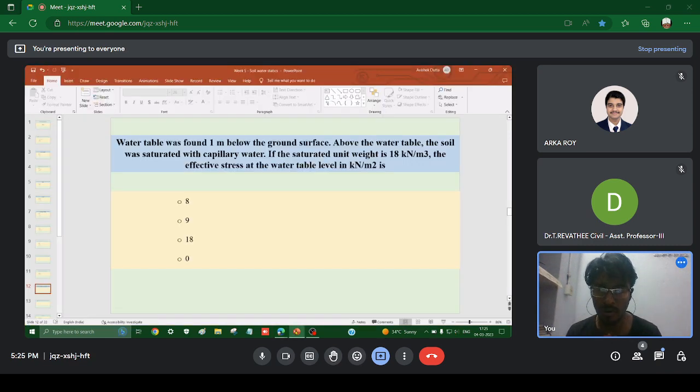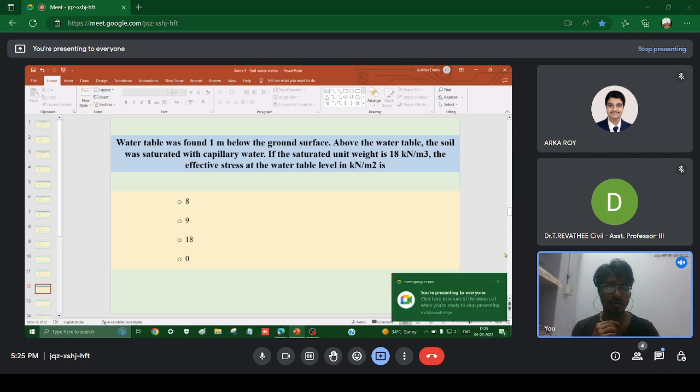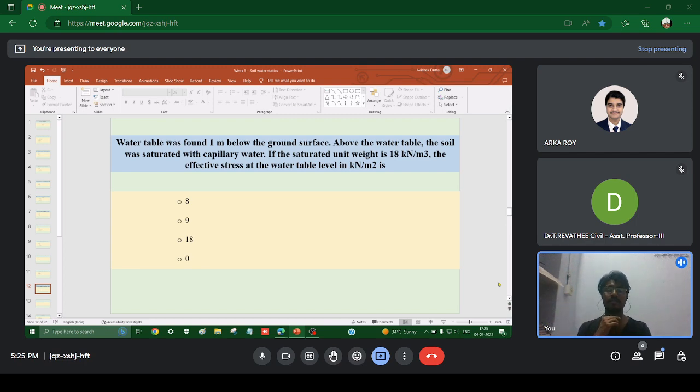Water table was found 1 meter below the ground surface. Above the water table, the soil was saturated with capillary water. If the saturated unit weight is 18 kilonewton per meter cube, the effective stress at the water table level in kilonewton per meter square is, one piece of information is missing over here. You can assume the unit weight of water as 10 kilonewton per meter cube. To find the effective stress at the water level in kN per meter square, the options are 8, 9, 18 and 0. Okay, next question.